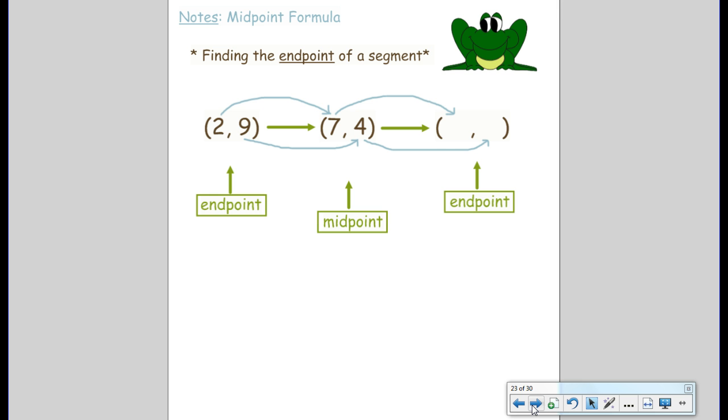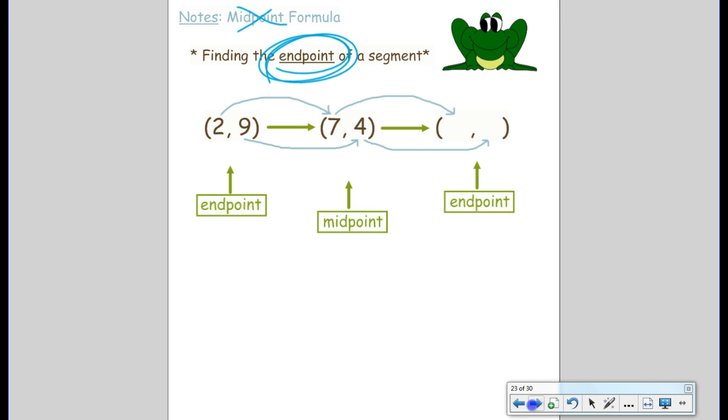We would play leapfrog when we're not looking for a midpoint. We're looking for an end point. Everyone circle the word end point. Go to your notes. Never mind, don't circle it, write it. Write the words finding the end point of a segment. This is different. This is not a midpoint. This is an end point.